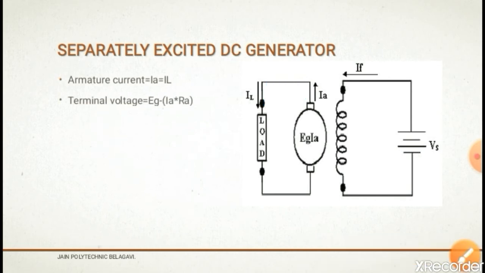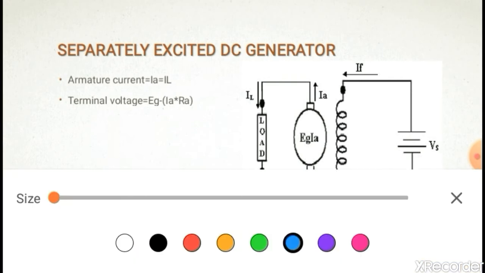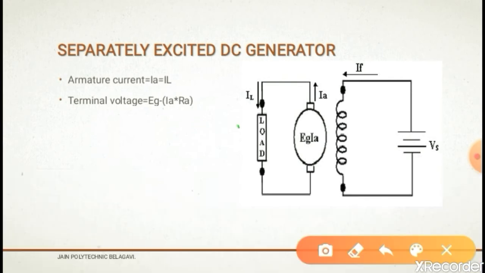Next is the terminal voltage across this load. We can measure the terminal voltage between these two terminals. It is given as V equal to Eg, the generator induced EMF, minus Ia into Ra. This Ia into Ra is nothing but the voltage drop across the armature winding.